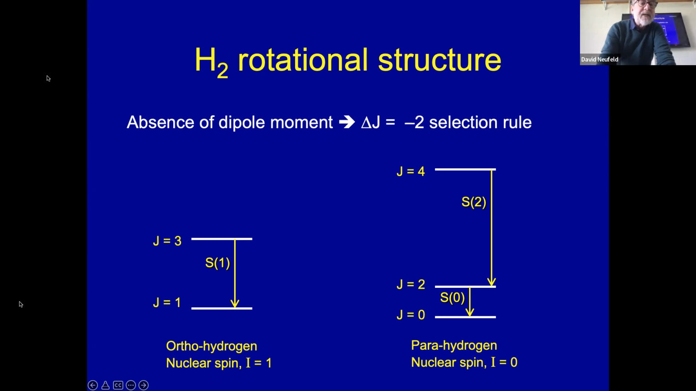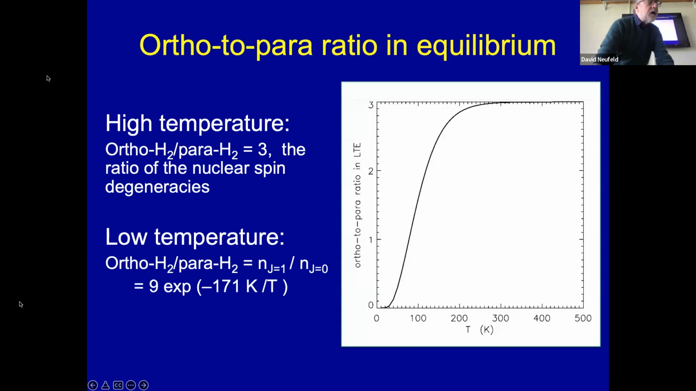But then at very high temperatures, all of these states will be very well populated, and the ratio will just be the ratio of the spin degeneracies, which is 3 to 1. So this is the ortho to para ratio in equilibrium as a function of temperature, going from 0 to very close to 3, say at temperatures above 200 Kelvin.